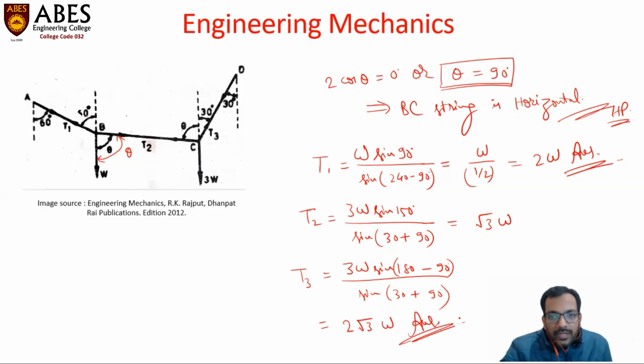So in this way, we have proved that this central BC string segment is horizontal because theta has been found to be 90 degrees, and using this value of theta, we have calculated the values of T1, T2, and T3. So all the results have been found. So in this way, this problem has been solved.